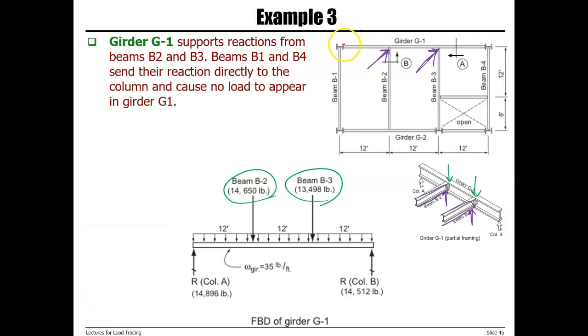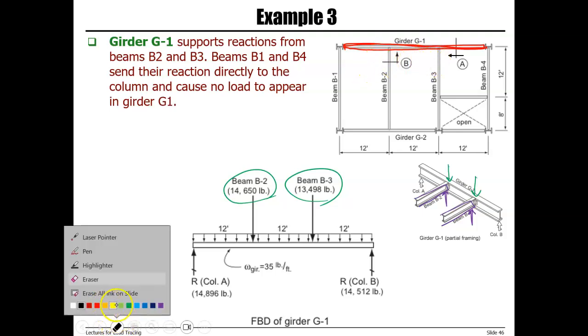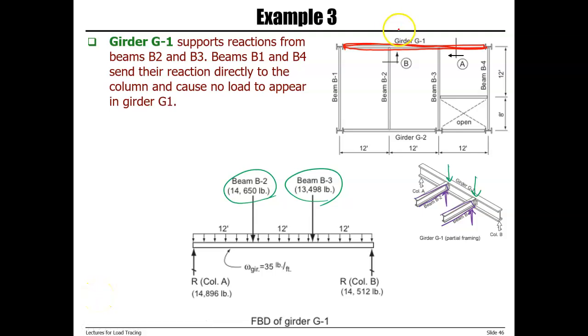So if we want to draw free body diagram of girder G1, where beam B2 and B3 are connected to the girder, we'll have 2-point loads. B2, from previous slide, we have 14,650 pounds, and beam B3 on this side transfers 13,498 pounds. And we need to calculate the end reactions.